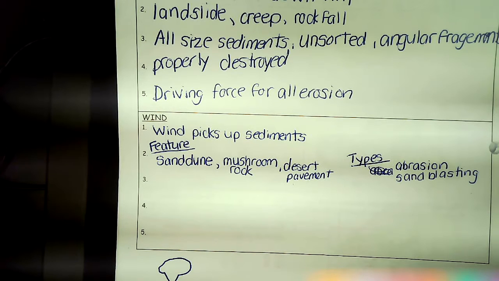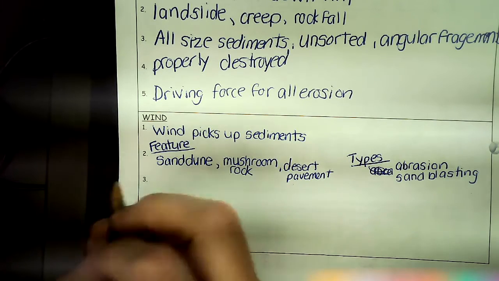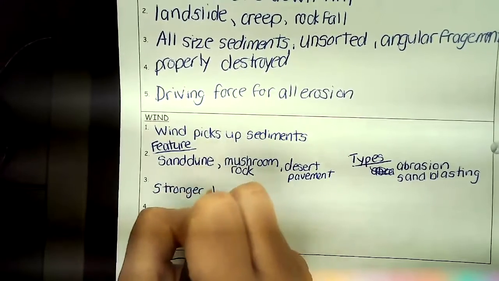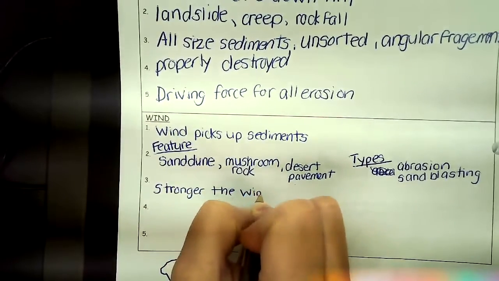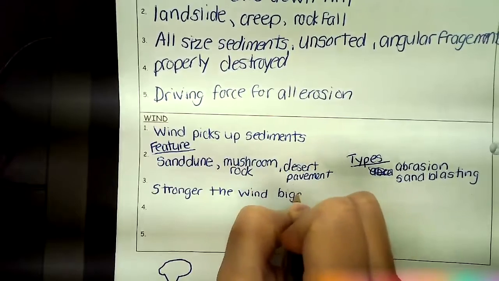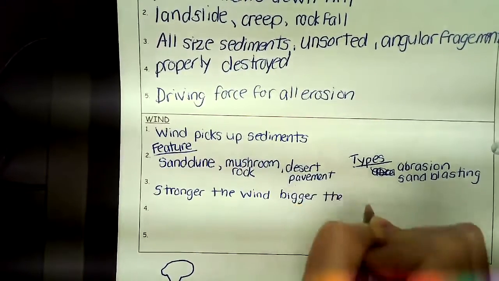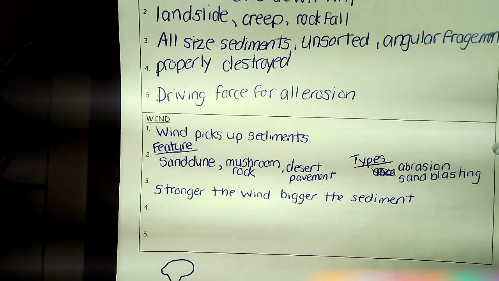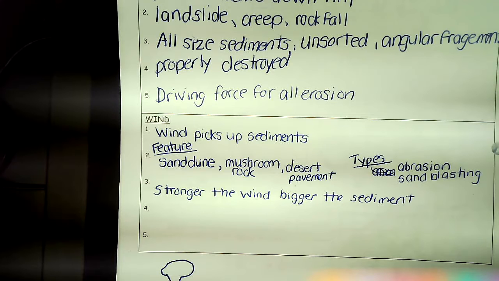Now, what size or type sediments does wind erosion do? Perfect. Stronger the wind, bigger the sediment. Meaning on a normal everyday wind is strong enough to pick up some sand, a little bit of dirt and dust. But when we have crazy strong wind, that can move big rocks, big houses, trucks, etc.